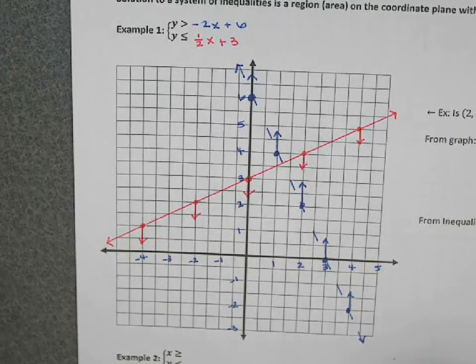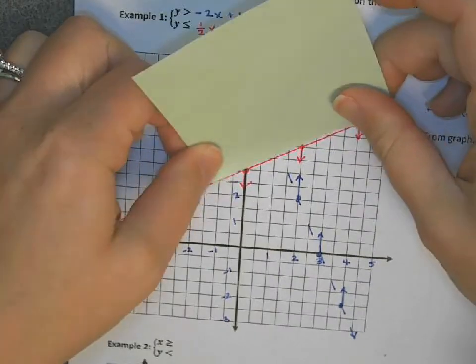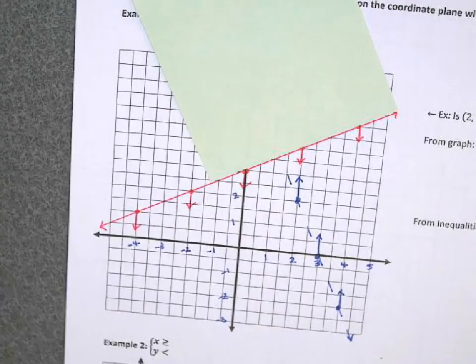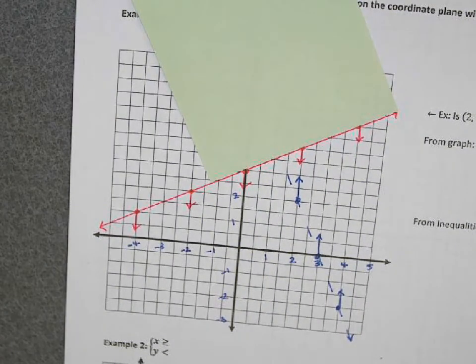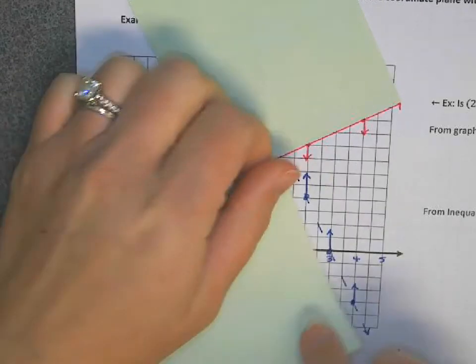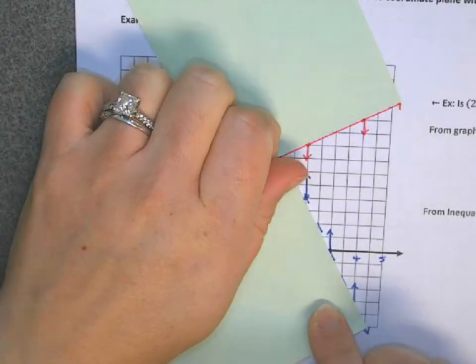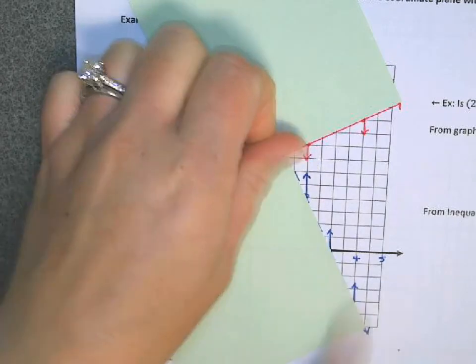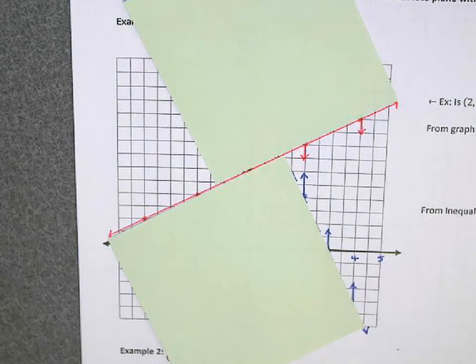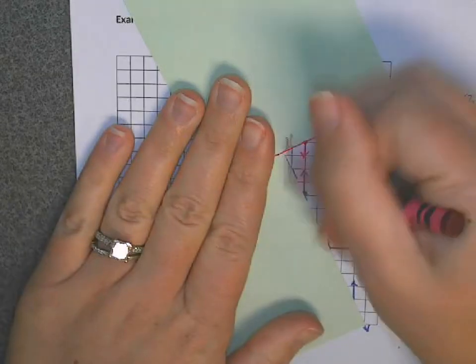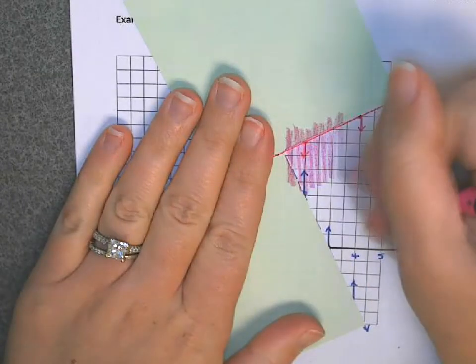But what we're going to do is, we do not shade on this side of the pink line, so we cover it up. We do not shade on this side of the blue line, so I cover it up. So that I'm only looking at the arrows, because that's the way that I'm going to shade. That's where those shadings are going to overlap. So that's where I'm going to shade. This is my solution.